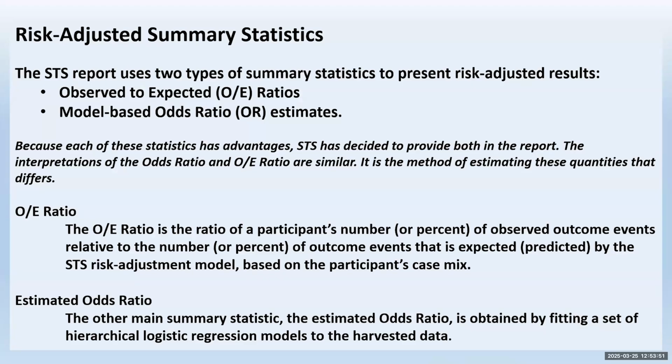All right, so we're going to talk a little bit about risk-adjusted summary statistics now. The reason is that we have reports where we provide not only the odds ratio, which we've already talked about, that highly technical statistical summary number obtained through hierarchical regression, but now we're going to talk about the OE, which is the observed over the expected. It lets you know what that is and why we use both of them.